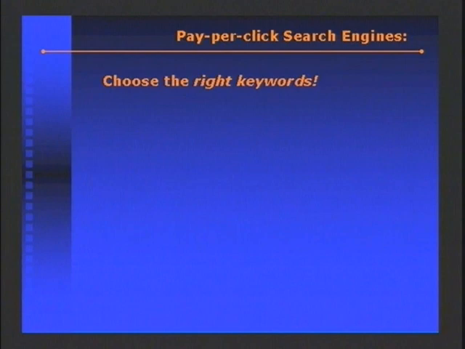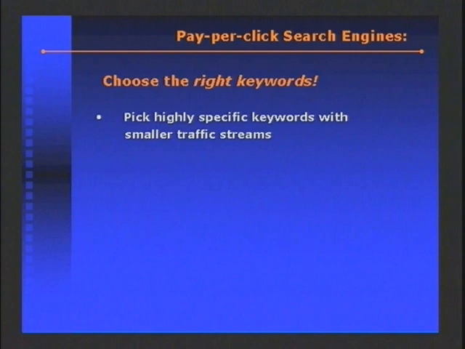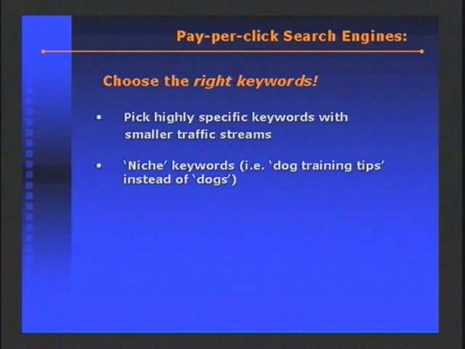All right, okay, so choose the right keywords. This is pretty straightforward stuff. Pick highly specific keywords with smaller traffic streams. Those are the ones that are going to convert the highest. If you're going to go for the very general ones, make sure you have a pre-qualified statement so people aren't just clicking through unaware of what they're going to get. Throw the price in there, as we showed you, 300-page piano book for $69.